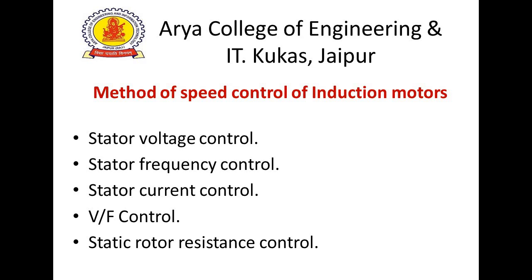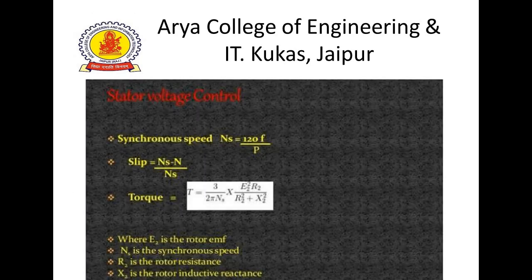Methods of speed control of induction motor. These are the methods: the first one is stator voltage control, then stator frequency control, current control, voltage and frequency control, and static rotor resistance control. First one is stator voltage control.